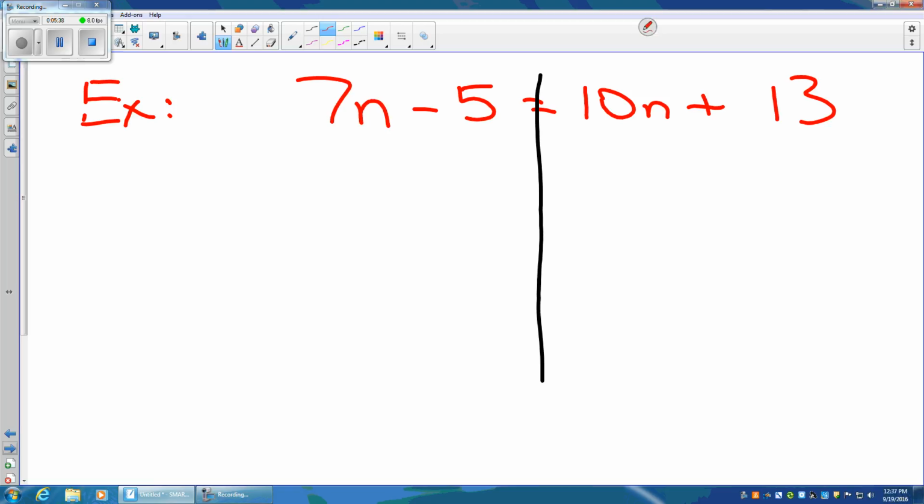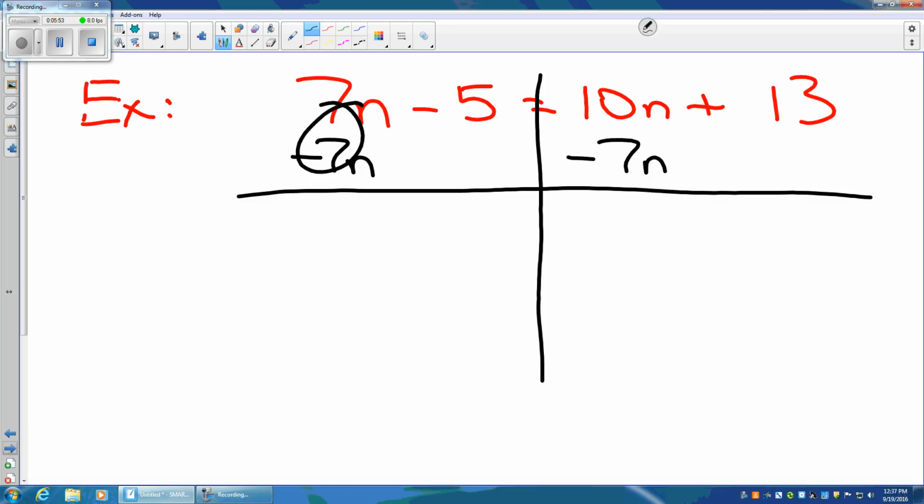So let's take away the smaller variable. Which one's smaller, 7n or 10n? Obviously 7n, so let's take it away. I'm going to subtract 7n from this side, and then because my mirror makes me do it to the other side, I'm going to subtract 7n, and I'm going to put it underneath the 10n, just because those are my like terms.